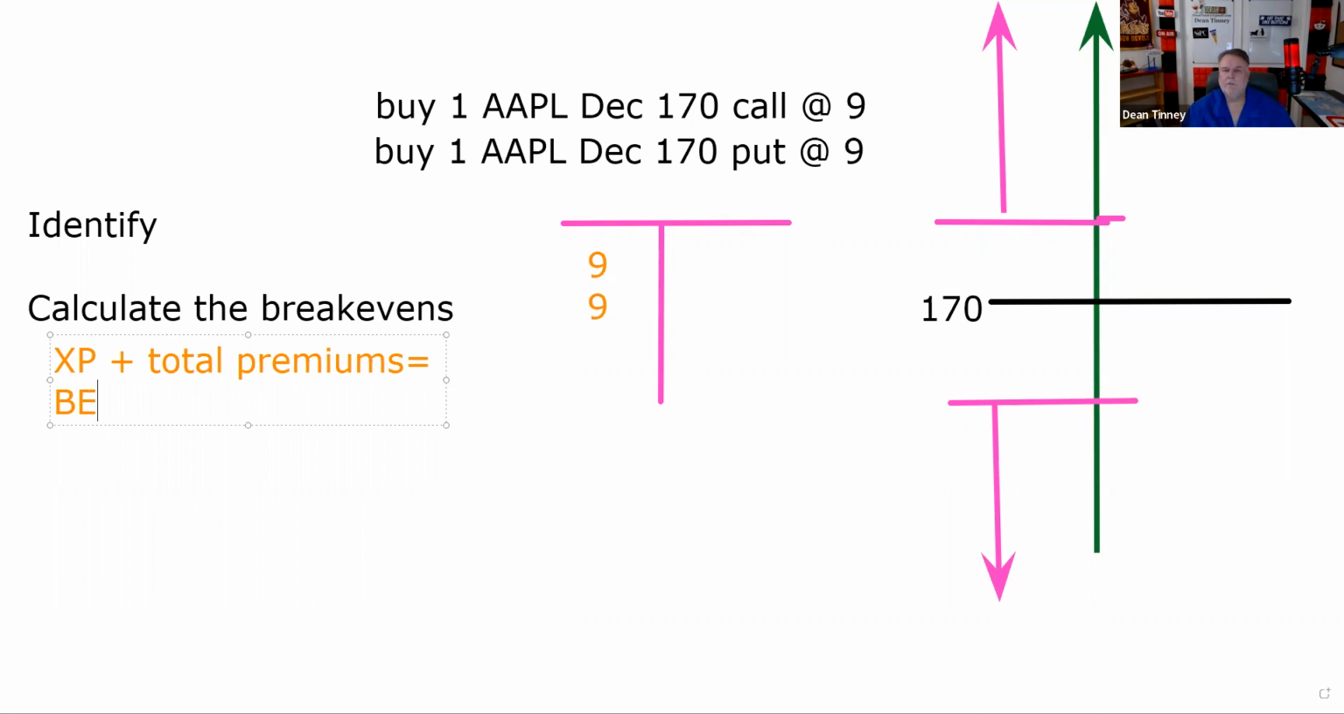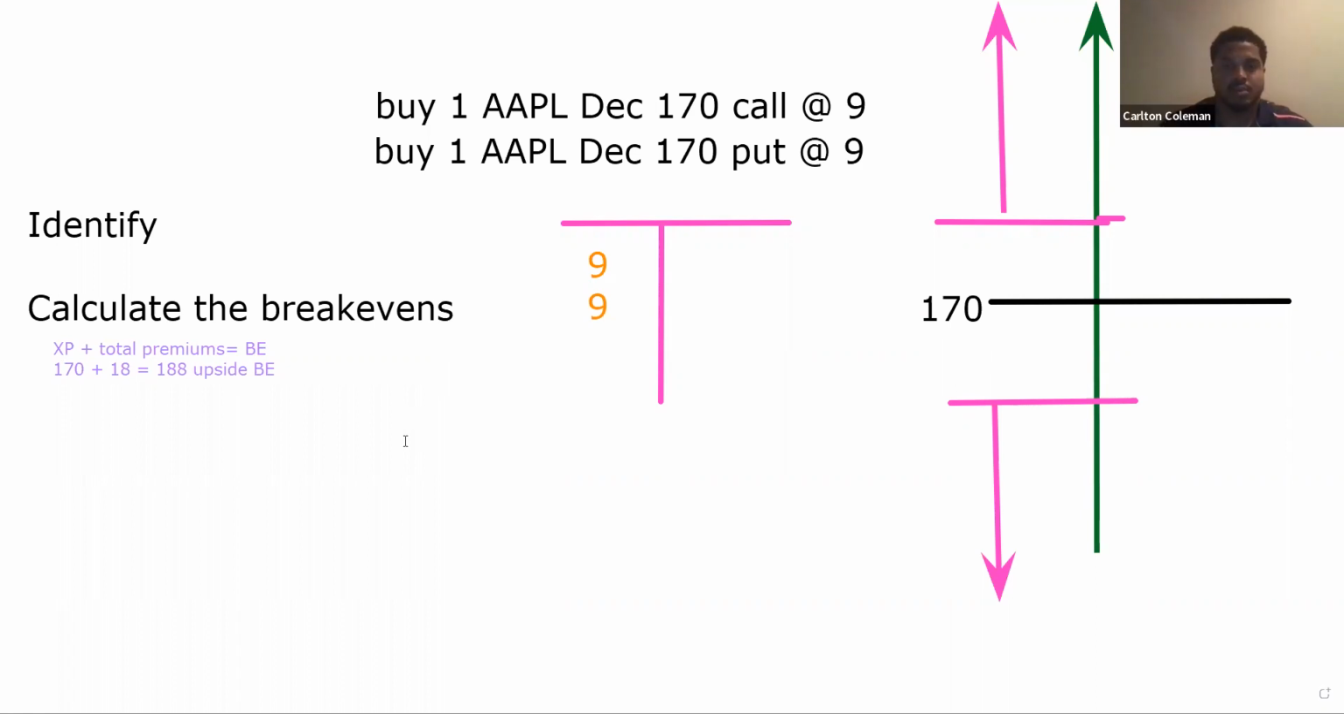Let's get a different color. So here our strike price is 170 plus 18. And that gives us our upside break even of 188. This is the only strategy on Series 7 in which you have two break evens.